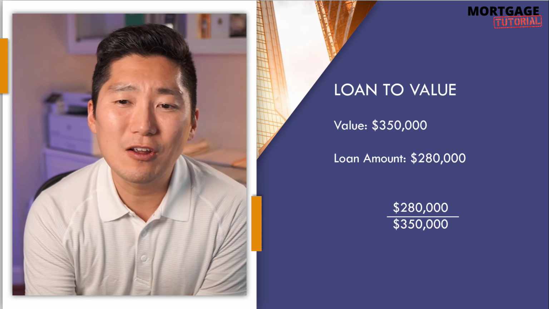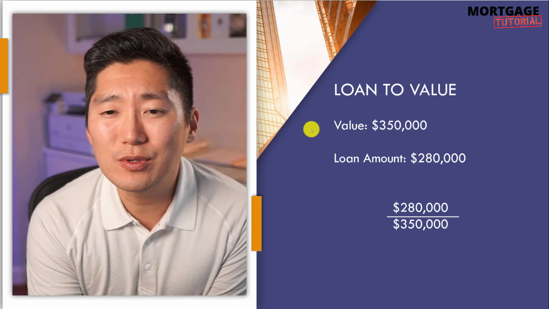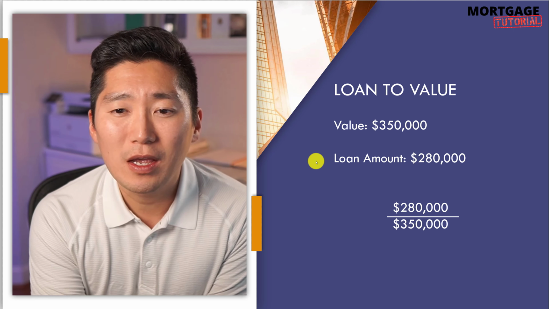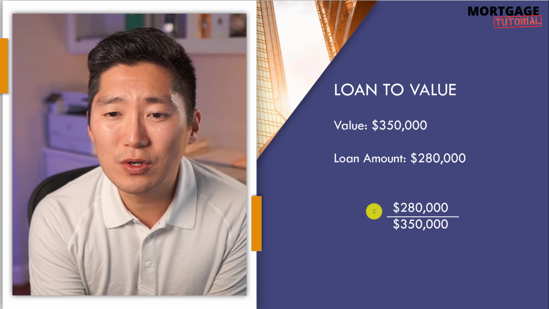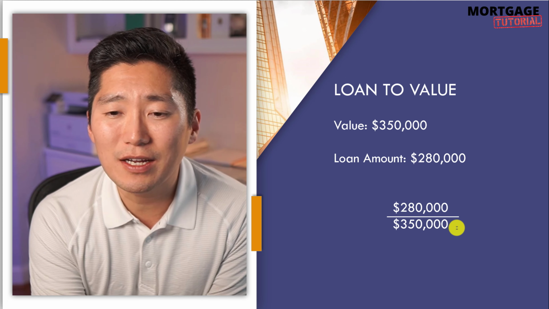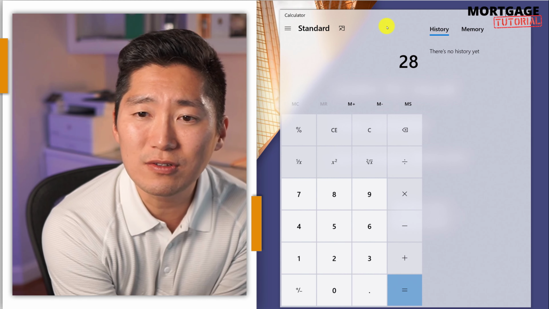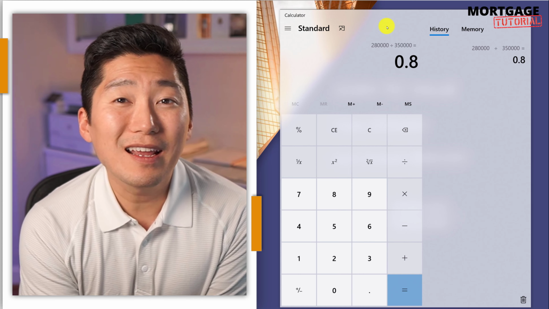Now, if we look at how to calculate the loan to value ratio, let's take a look at what the value is here. The value is $350,000 for the value of the home. The loan amount is $280,000. So it's a simple math of $280,000 divided by $350,000. If we pull up the calculator, let's do that together. 280 divided by 350, and we get 80%.